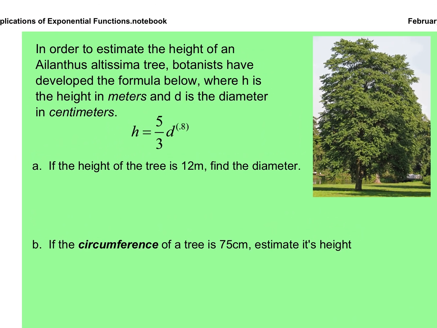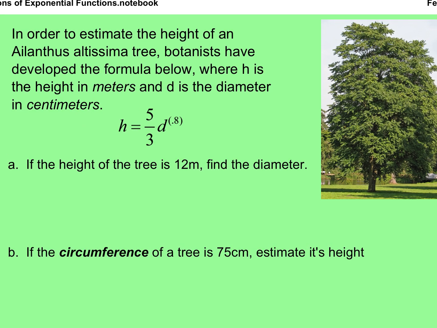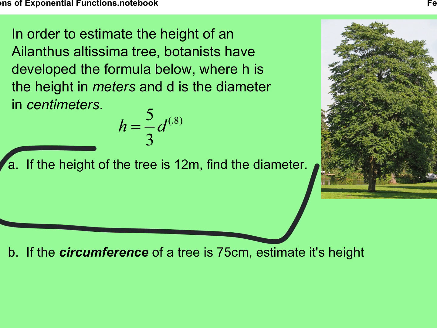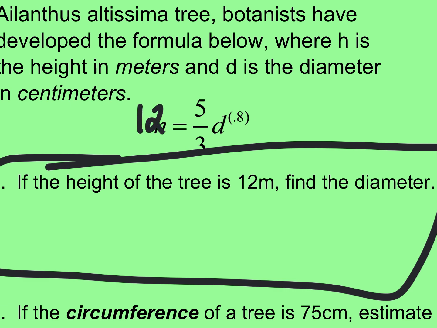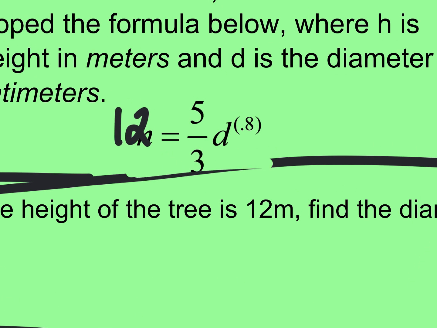This is the same exact thing. They've given you an equation. They have 2 things they could give you. They could give you the D, the diameter, or H, the height of the tree. Would you please take a second and answer question A? Well, 12's got to go somewhere. Probably goes there, right?